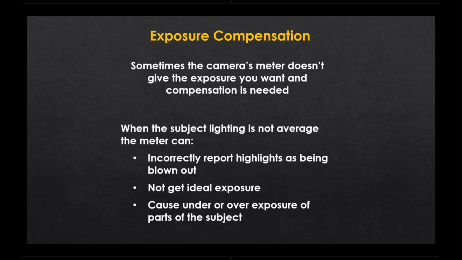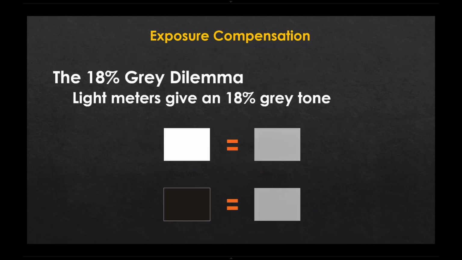Exposure compensation really comes in when the camera doesn't quite get it right. In most situations the camera will get things right, but sometimes with very unusual lighting it can be out. And sometimes even when you've taken a photograph and looked at the histogram, it will show you that the highlights are blown out when in fact they're not. And so we need to take control of that in some situations.